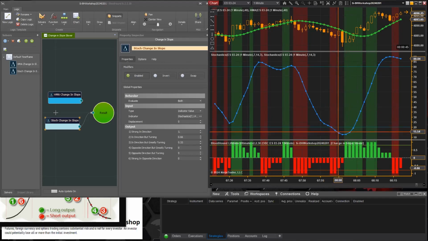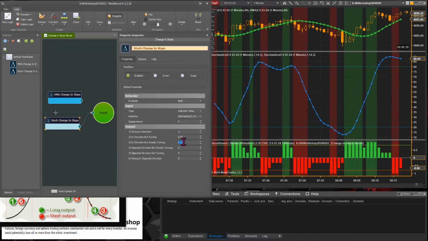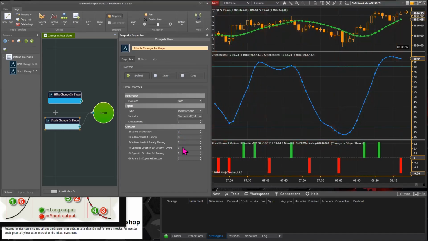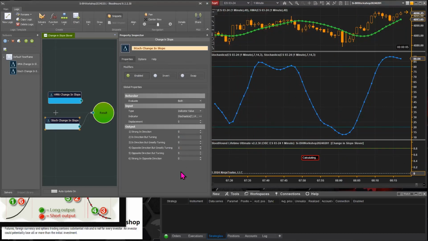So obviously, using number 1 and 2, let's turn number 3 off like so. All right, obviously the stochastic has already reversed on you, right? It's already reversed upward, in which case you could just use an inflection solver to identify those reversal points there. So if you wanted to try and get a heads up, then really we would be using number 4 there.